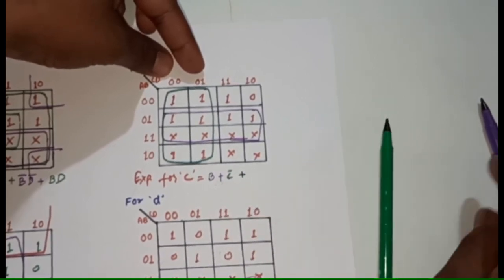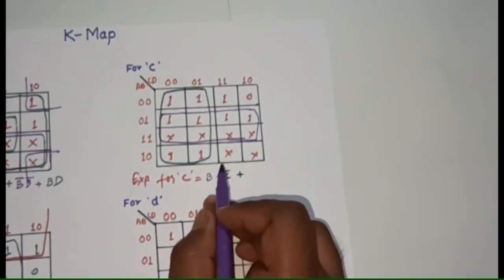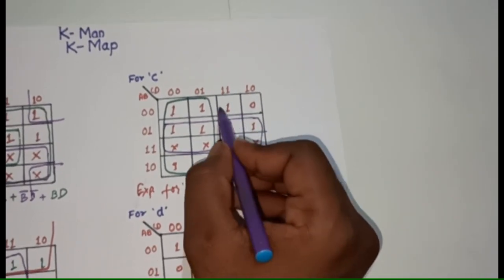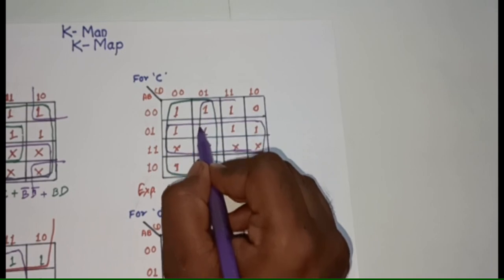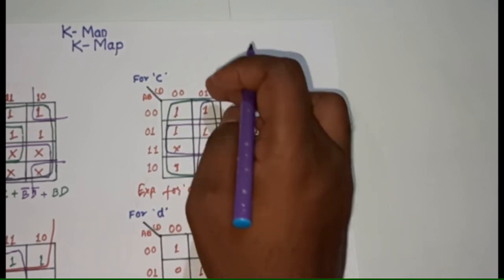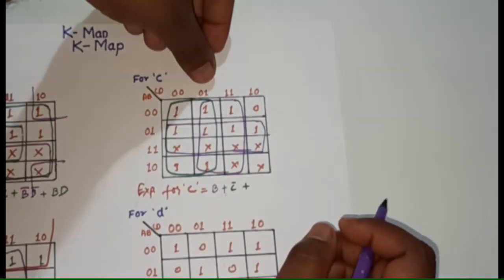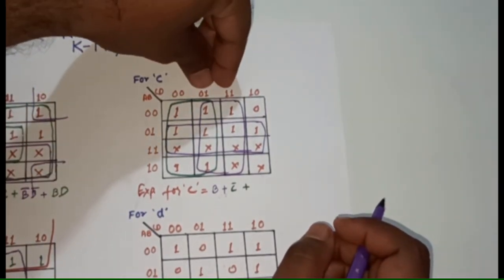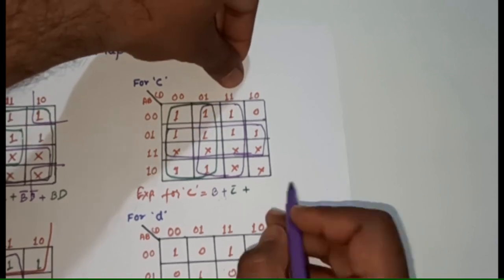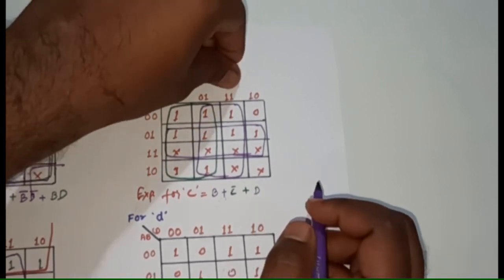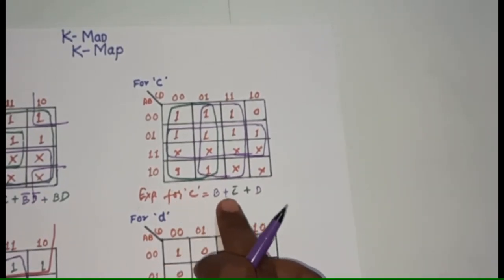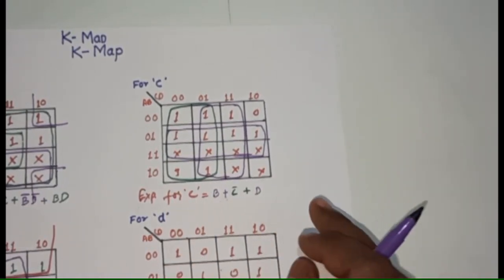Very good. Now what is left? This one is left. Very good. So now is there a possibility of an octet? Yes, again this will be forming another octet. So we will be finding the expression for this octet: what is changing? C is changing. Very good. So D remains as it is. So here it will be only D. Very good. So we have found the expression for C as B plus C bar plus D.